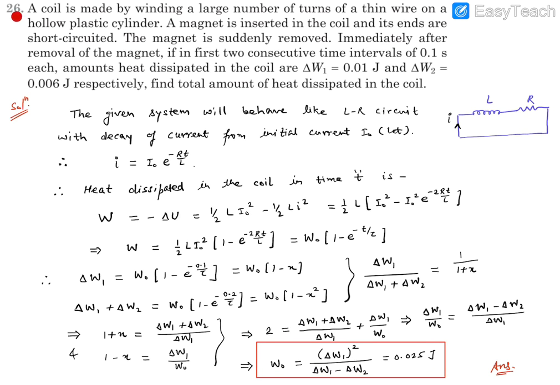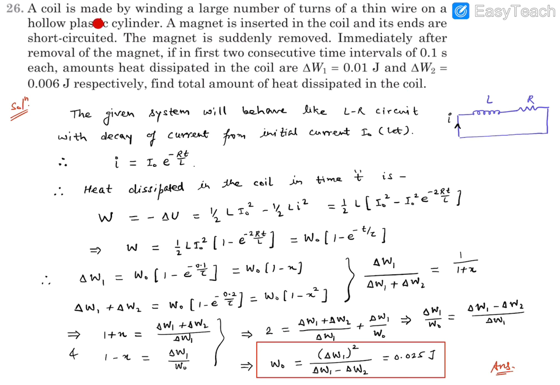Hello, here's question number 26, which says a coil is made by winding a large number of turns of a thin wire on a hollow plastic cylinder. A magnet is inserted in the coil and its ends are short circuited. The magnet is suddenly removed. Immediately after removal of the magnet, if in the first two consecutive time intervals of 0.1 second each, the amounts of heat dissipated in the coil are ΔW1 and ΔW2 respectively, find the total amount of heat dissipated in the coil.